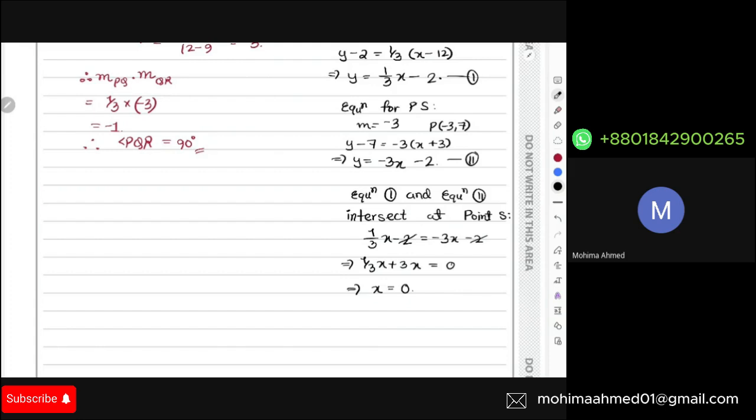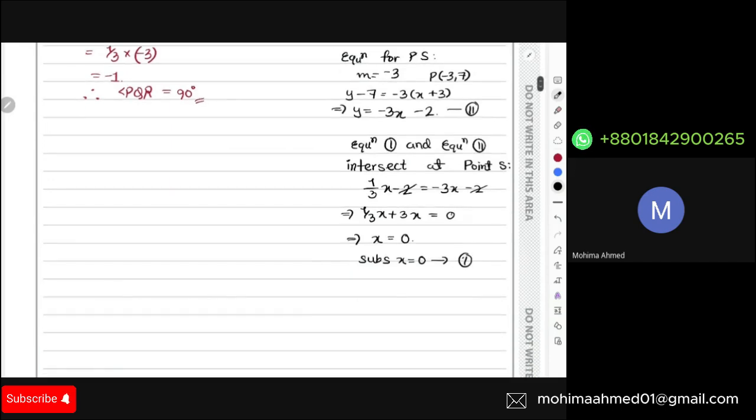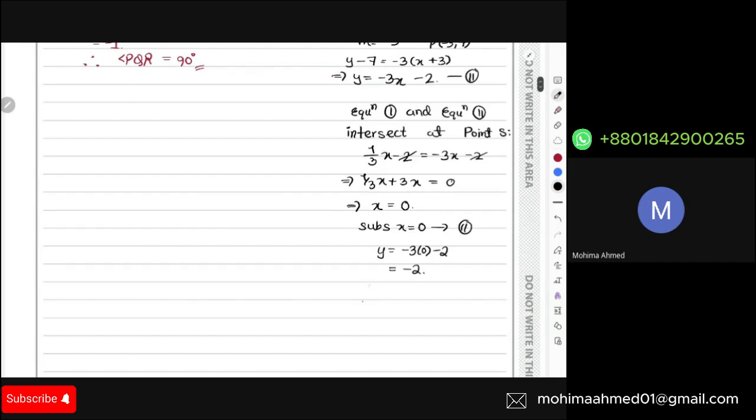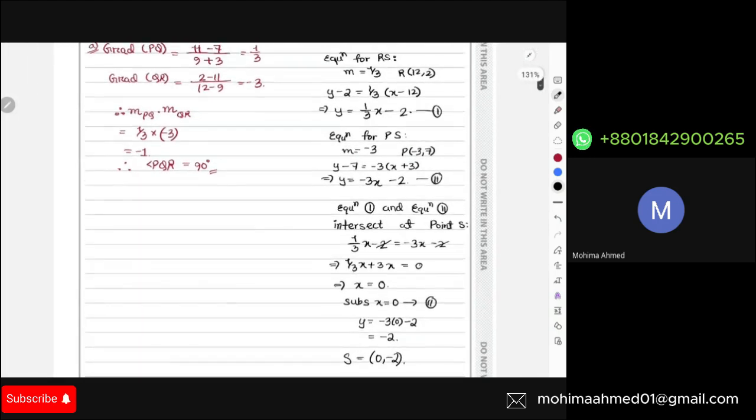If the value for your x is 0, then you just have to substitute x equals 0 into any one of the equations. I'll just substitute this into equation 2. So you end up getting minus 3 times 0 minus 2. So that is minus 2 in that case. So the final coordinate for S is actually 0, minus 2, right? This is your part B calculation. Is this clear?